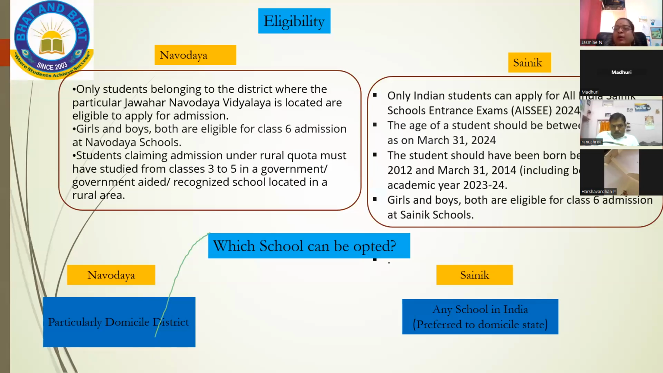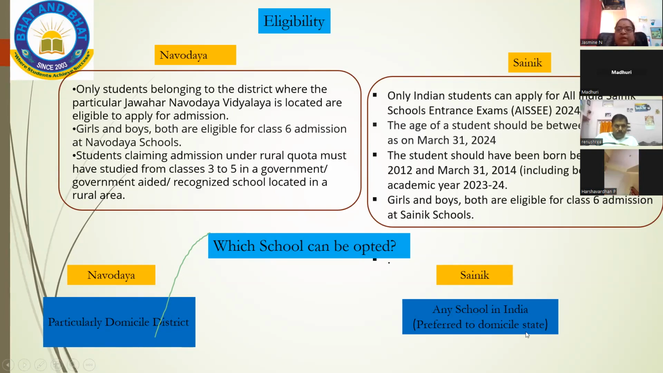And one more thing I need to say here: both boys and girls can apply for the sixth standard Sainik entrance examination. Whereas for the ninth standard, only a boy child can apply for the Sainik school entrance examination, not a girl child. Fine. Now going to the schools, as I said earlier, particularly the domicile district students can apply. If the student belongs to the rural area of that district, they can apply so that they can get a seat in that particular school.